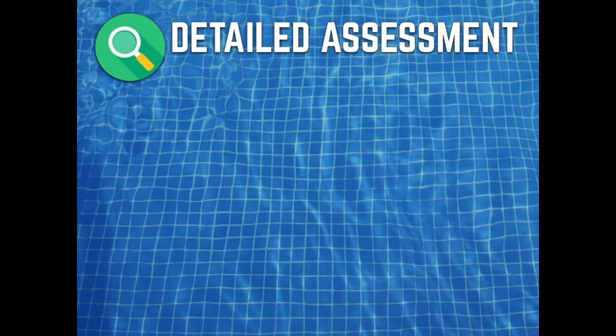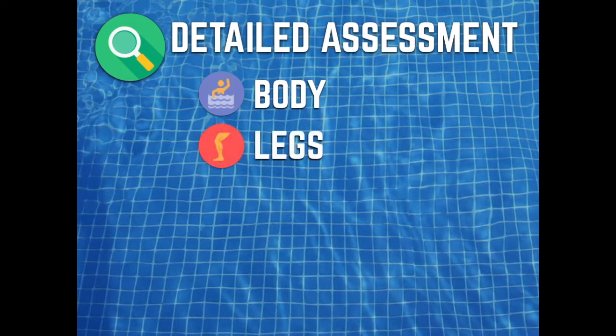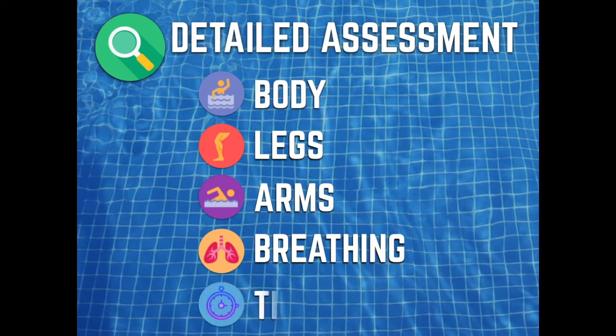For each of these detailed assessments, we are looking at a few different parts of the swim stroke technique. The first thing we're looking at is body, so we're looking at their body positioning. We're looking at their legs, arms, breathing, and timing. So body, legs, arms, breathing, and timing. For each stroke, we're breaking down those success criteria or essential elements into those 5 categories.